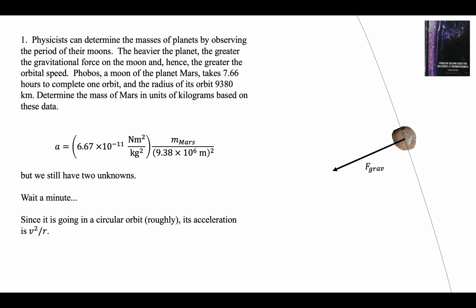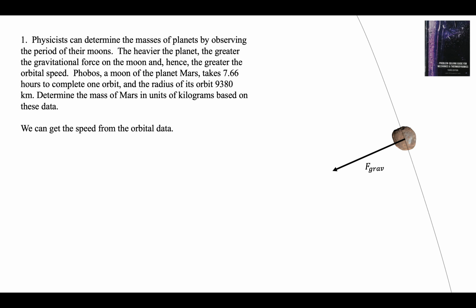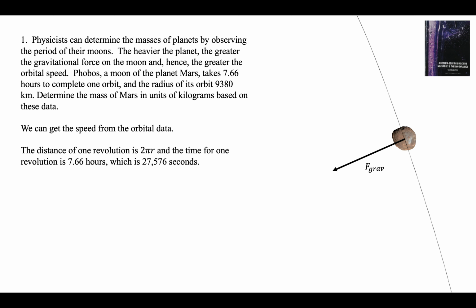The acceleration is v squared over r, and so we just plug in v squared over r for the acceleration, and we can get v from the orbital data. It takes 7.66 hours to go around once, one complete orbit. That's 2 pi r, the circumference, and we have r. So we convert the time for one revolution to seconds, and we get the distance over time. That's the speed, distance over time. 2.137 kilometers every second.